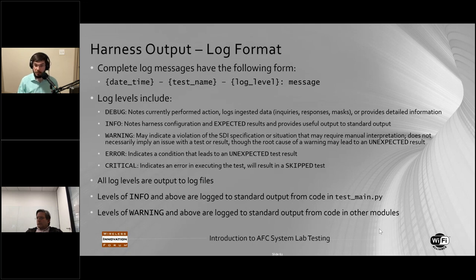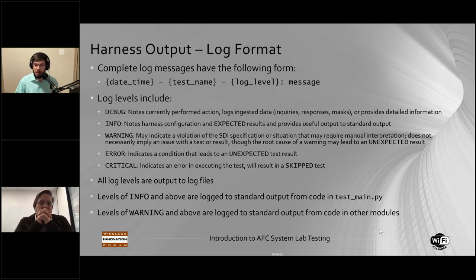Unlike warnings, errors specifically indicate something's happened in the results that leads to an unexpected test result being assigned for the test. And then a critical message is specifically something's gone wrong executing the test. So not that something was unexpected, but we've had an error that keeps us from running the test. In that case, that specific test would get skipped.